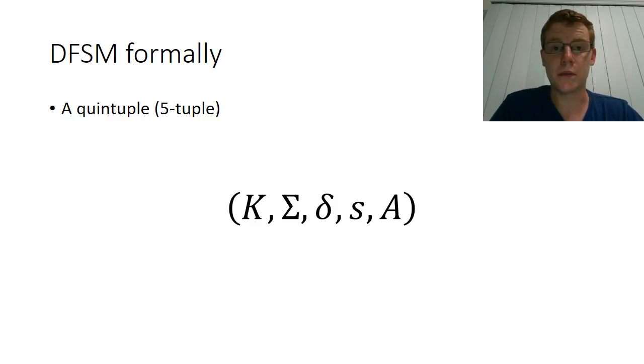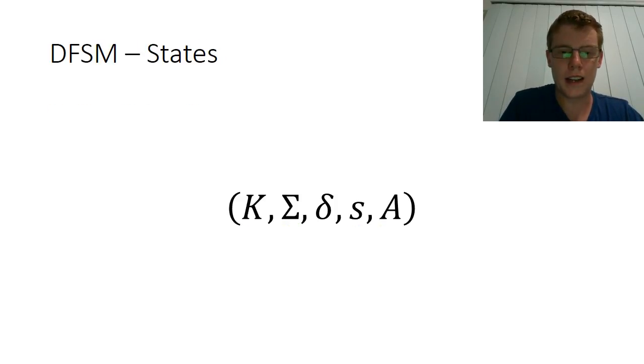It's actually very simple. The formal representation of a finite state machine is as a quintuple, a tuple with 5 parts: K, sigma, delta, S, and A. And you already know what each of these are.